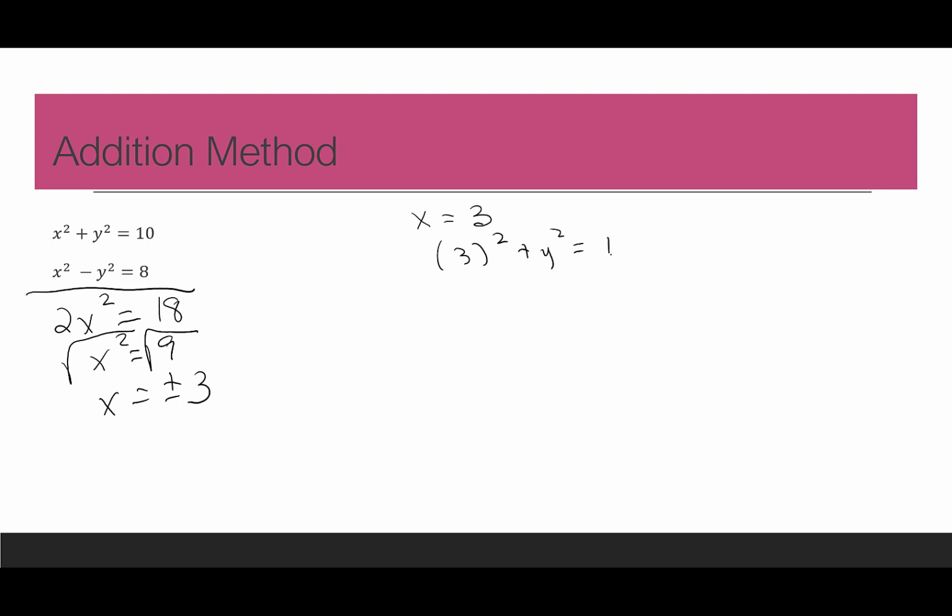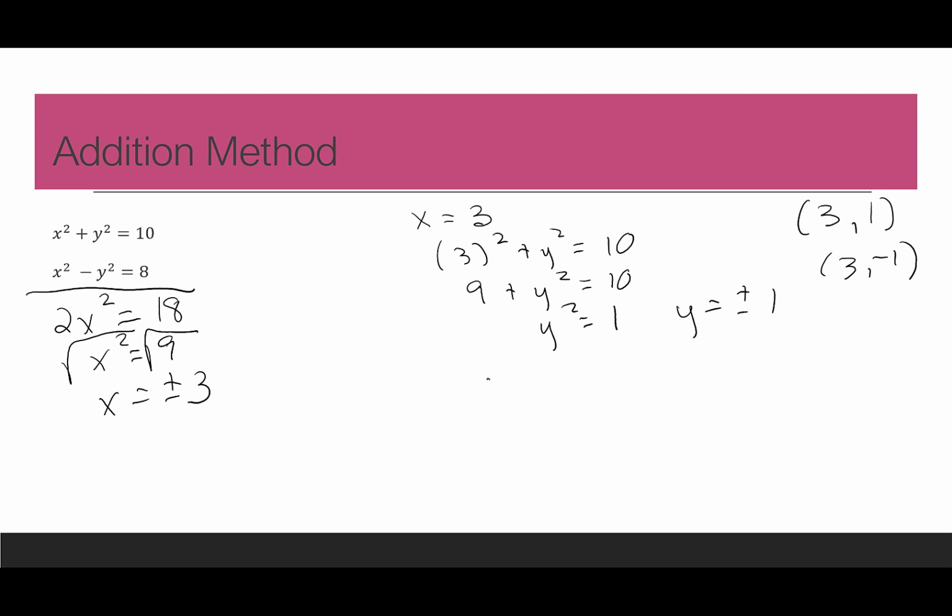y squared is 10. Well, 3 squared is 9, plus y squared is 10. So y squared is 1, which says y is plus or minus 1. So this gives me 2 solutions already. I have the point (3, 1), I have the point (3, negative 1).